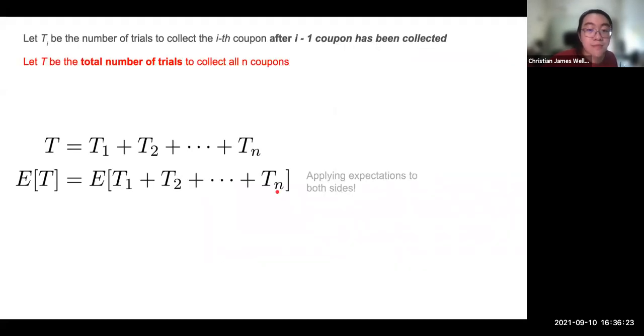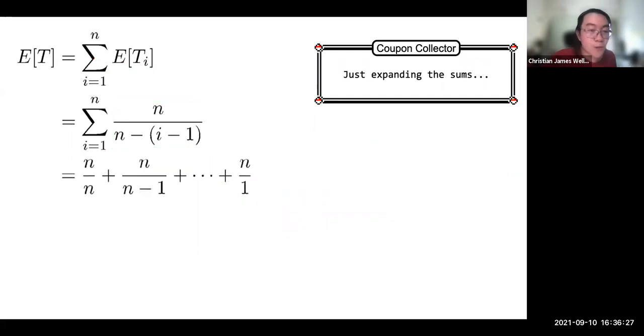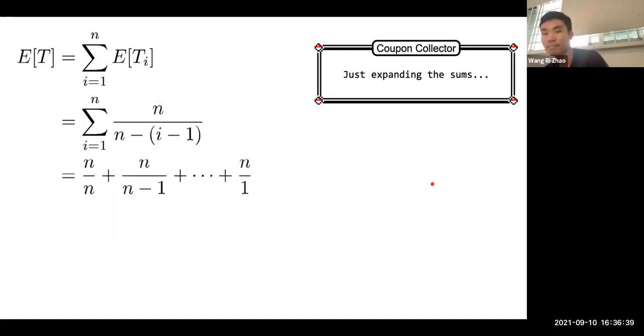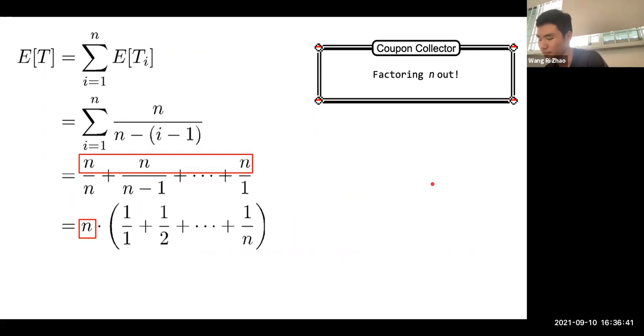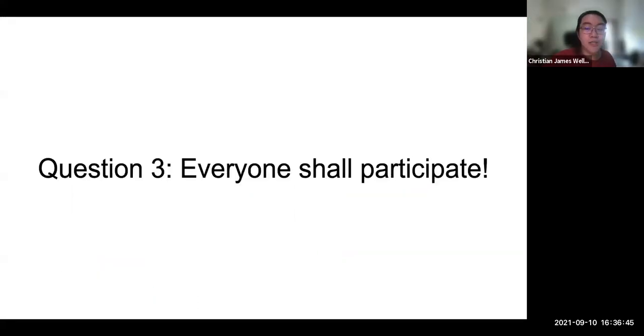So hopefully you can see the analysis follows from the fact that the expectation of Ti is 1 over this probability. The probability we computed just now, we just take the reciprocal. Then everything is math from here on. Okay, nice. So let's go on.